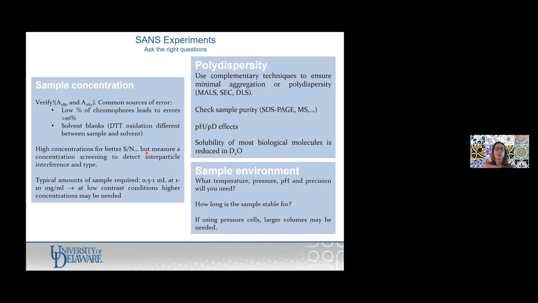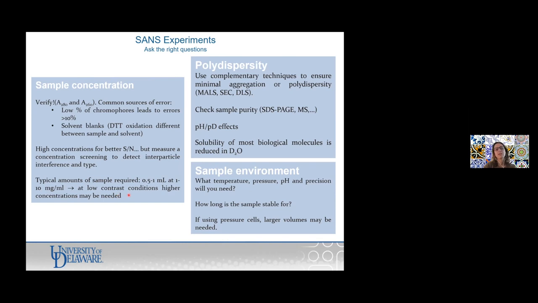If you, for example, just want to look at your form factor and you don't want to have structure factors present, you should always do a concentration screening, so a measurement at different concentrations, to see when your structure factor starts impacting your data.